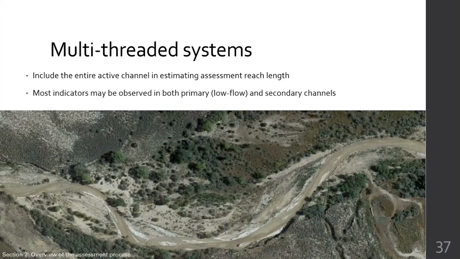In multi-threaded systems, we want to look at the entire active channel when we estimate reach length. Some indicators can be observed in the primary low flow as well as in secondary channels. So you sometimes need to look at both, but it's not like you have to do independent assessments on each channel.